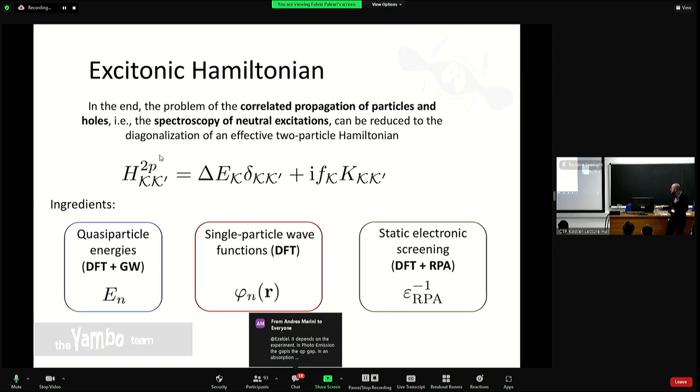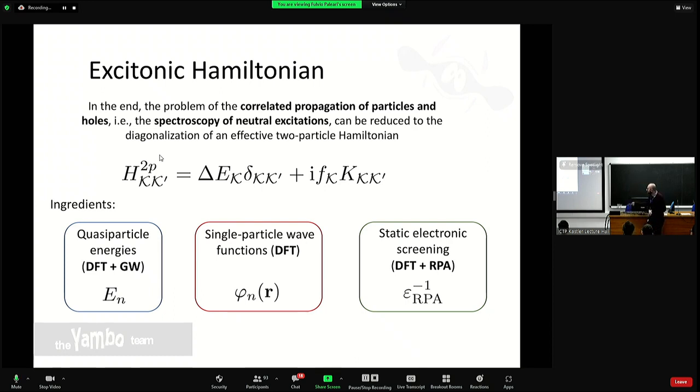In the next lecture, Davide will enter into much more details about this and about also other technicalities. So now I'm kind of skipping over many things. But I thought, at least in this way, I can give you an initial understanding of what we mean when we say, okay, we derive the Bethe-Salpeter equation, we solve the two-particle Hamiltonian, we get the exciton information.